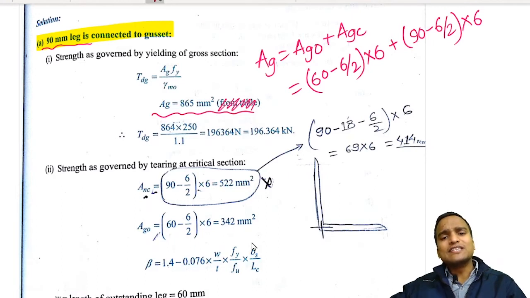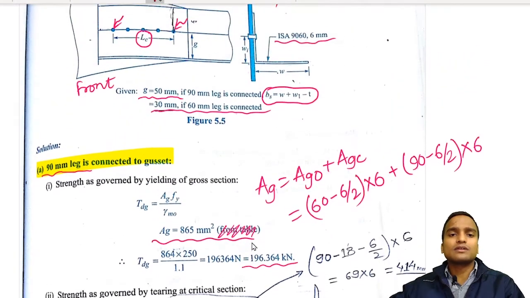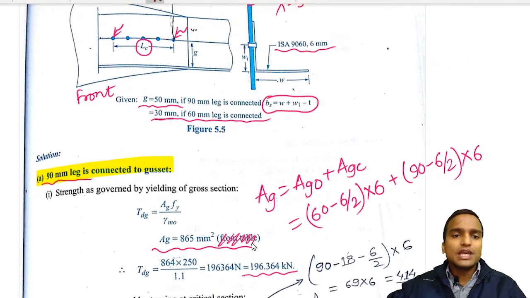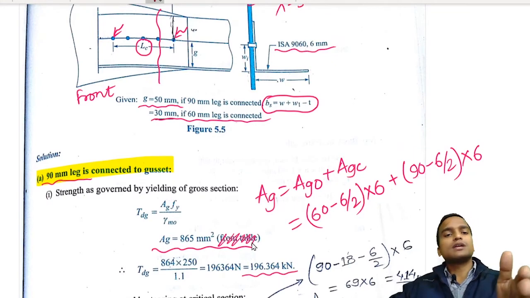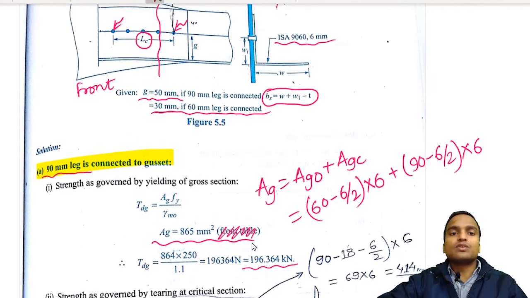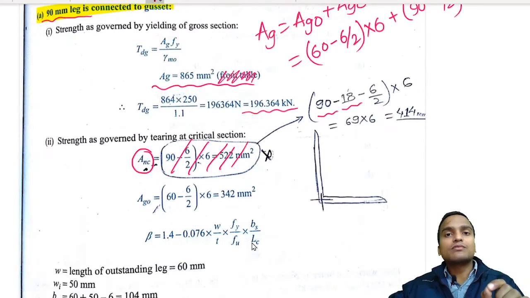So your TDG value is 196.3 kilonewton. Now let us calculate the strength governed by tearing at the critical section. Now what is the critical section? The critical section can be any section passing through any of the 5 bolts. Okay, so we see that on the critical section there is only one bolt. Why are we calculating ANC and AGO only? Because these will be used in the coming formulas.